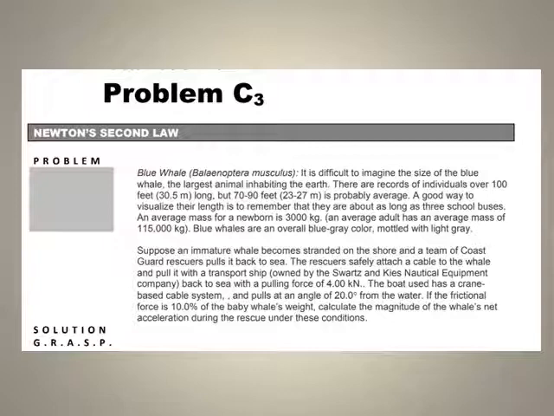So we have a pulling force of 4,000 newtons. Remember, 4 kilonewtons is 4,000 newtons. The boat has a crane cabling system, and it's going to pull at an angle of 20 degrees with respect to the water. If the frictional force is still 10% of the baby whale's weight, calculate the net acceleration again under these conditions. So there you go. Now we have an angle involved, and what's going to happen?